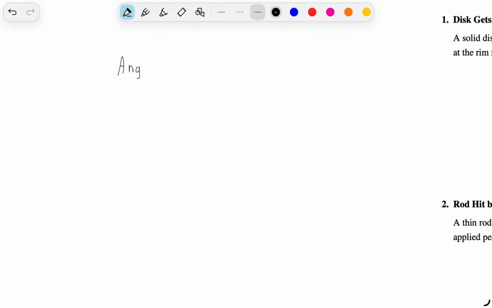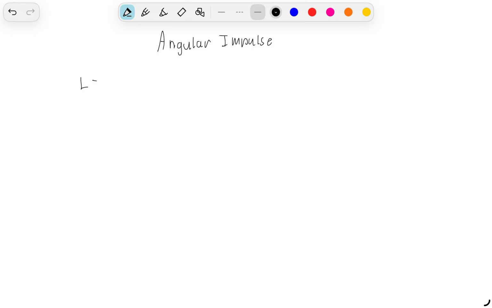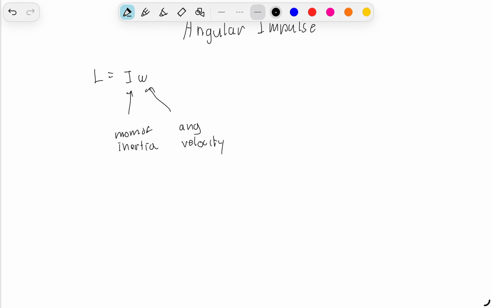In this video, we're going to be talking about angular impulse. We're going to start from the definition of angular momentum, which is L equals I times omega. I is our moment of inertia, which represents how hard it is to cause rotational movement and rotational displacement. And omega is your angular velocity, which is basically your rotational analog for velocity.